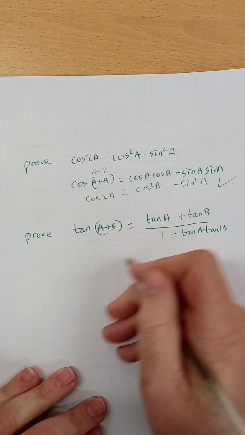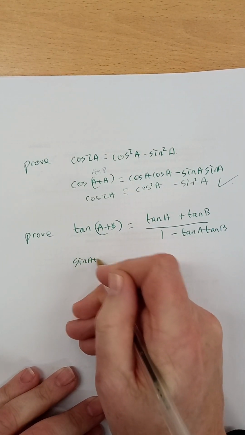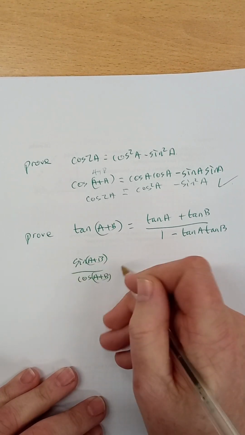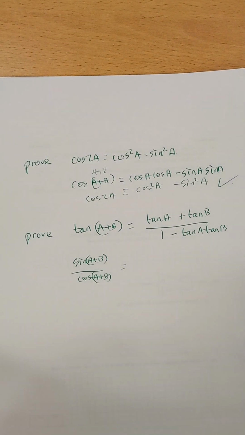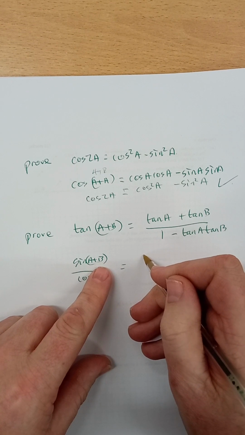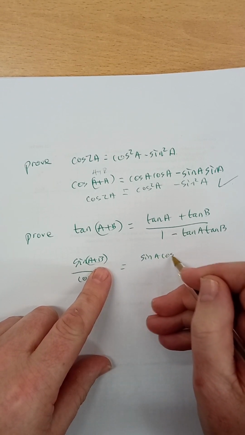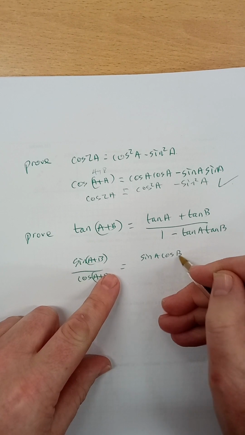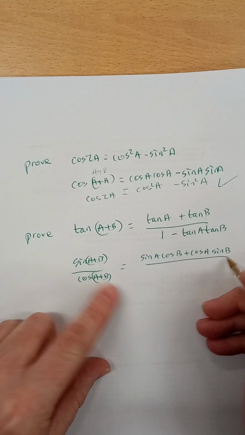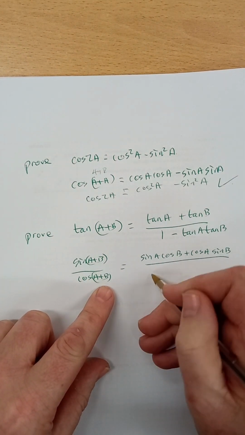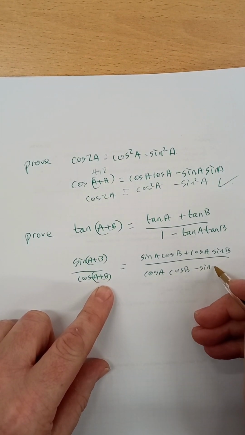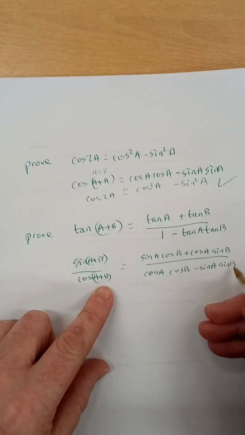Okay, so tan of a plus b is really the sine of a plus b over the cos of a plus b. And of course, what is the sine of a plus b and the cos of a plus b? Well, again, we know what they are because we just proved it. Sine of a plus b is sine a cos b plus cos a sine b over, well, what's the cos of a plus b? Well, we just proved it. That's just cos a cos b minus sine a sine b.